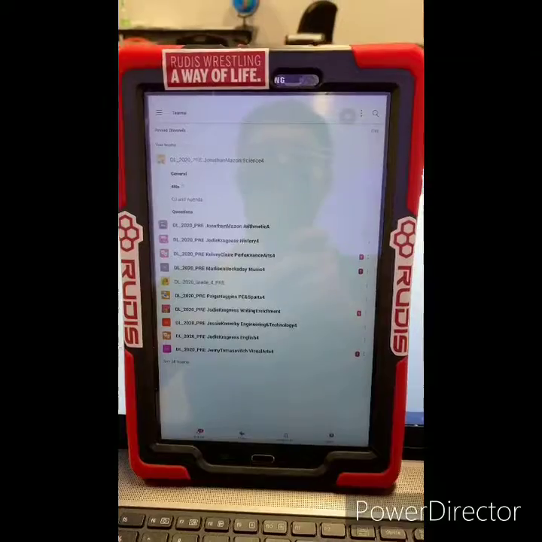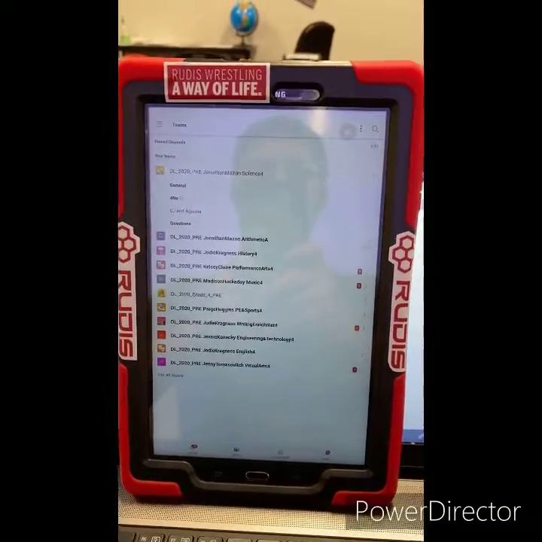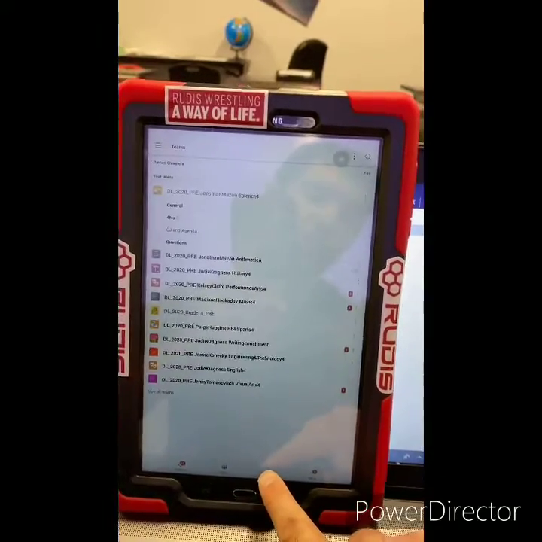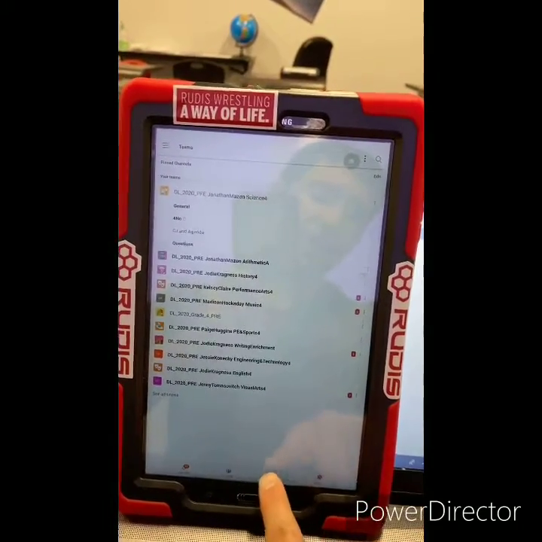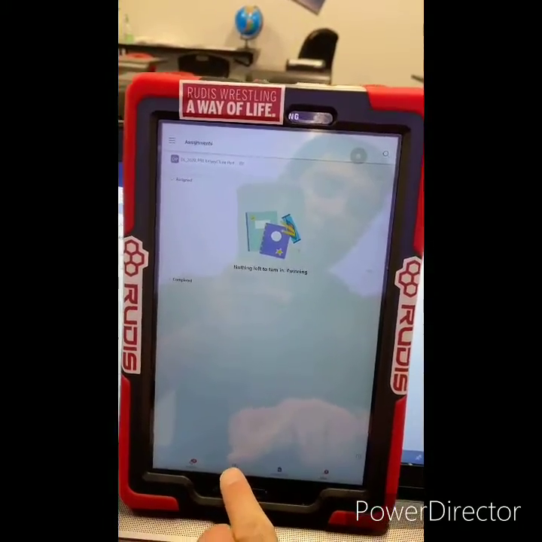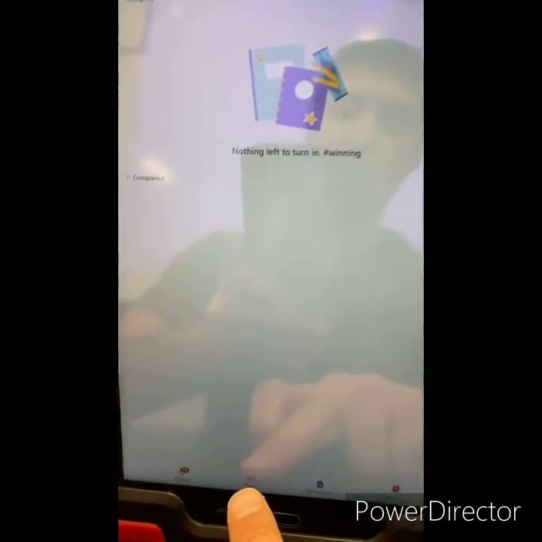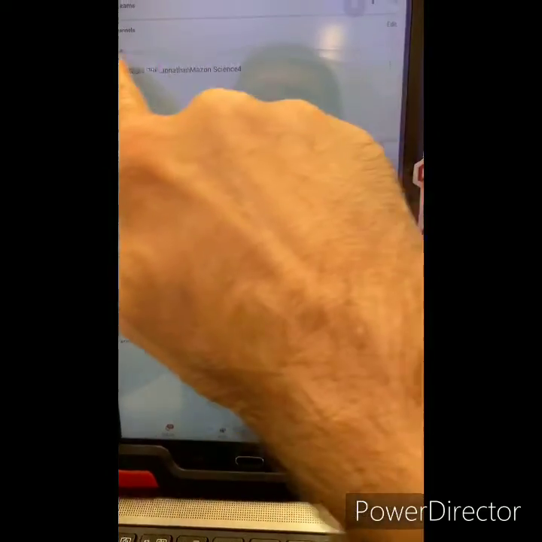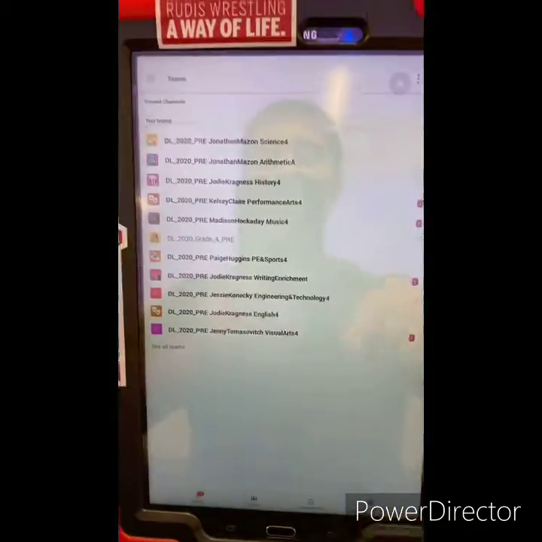So with that said, I'm going to show you how to find what we wrote in the science notebook during class. All right, here's my son's tablet. So at the bottom of the tablet, there's a couple buttons. You got your assignments tab and your teams tab. So first step is you go to the teams tab. It looks like that. Okay? Then you're gonna see all your classes.